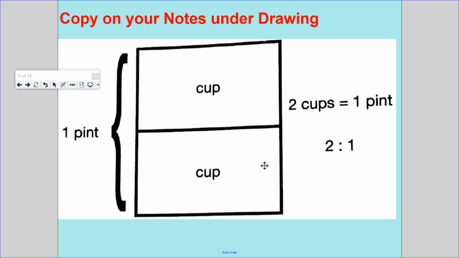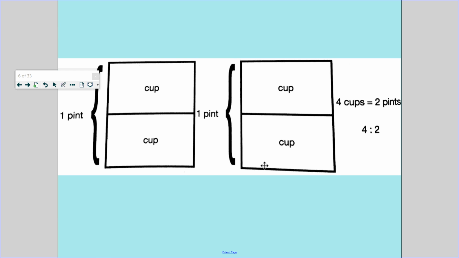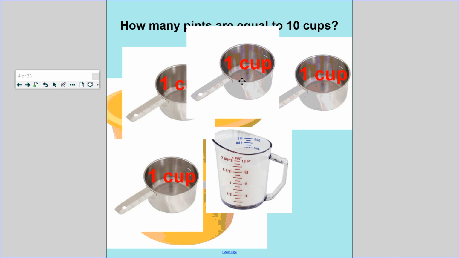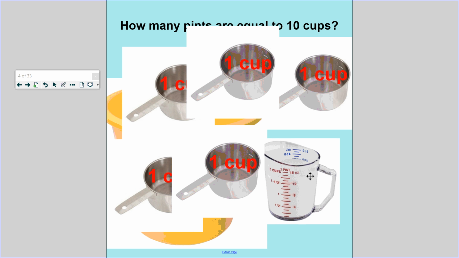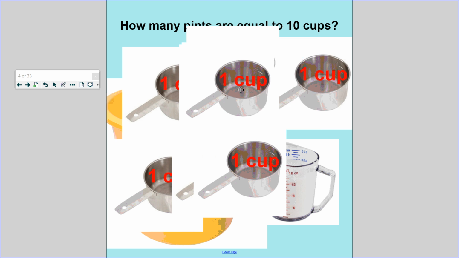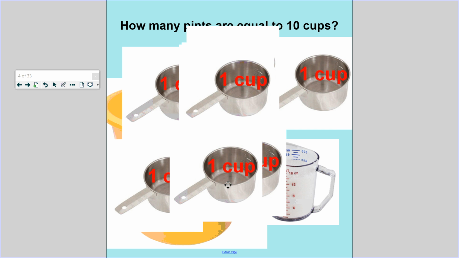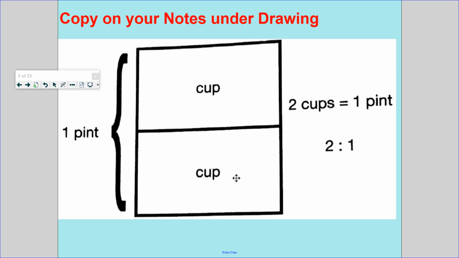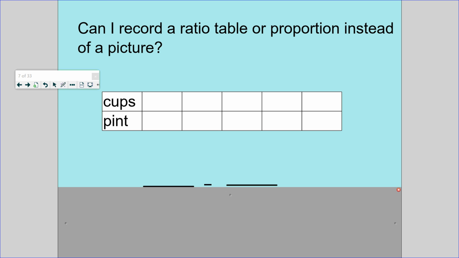And then if you have 4 cups, you have 2 pints. If you have 6 cups, you have 3 pints. If you have 8 cups, you have 4 pints. If you have 10 cups, you have 5 pints. So can I record this on a table? Let me record this now.